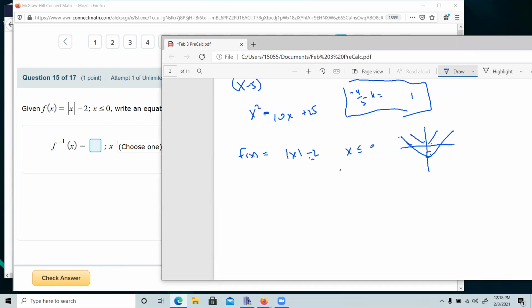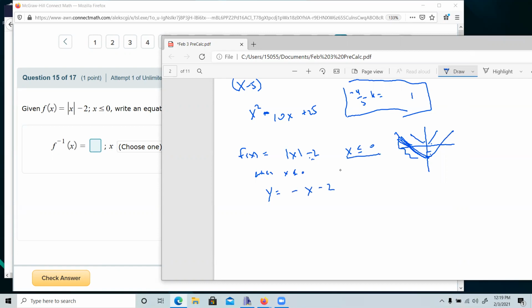Okay. And they only wanted this part of it because they only wanted the x is less than 0 part. So we're looking at effectively this line down here. Okay, and that's what we have to figure out. Okay, so when x is less than 0, then we really have a negative x in here. So we could replace this. We could say y is equal to negative x minus 2. That's what we have over here.